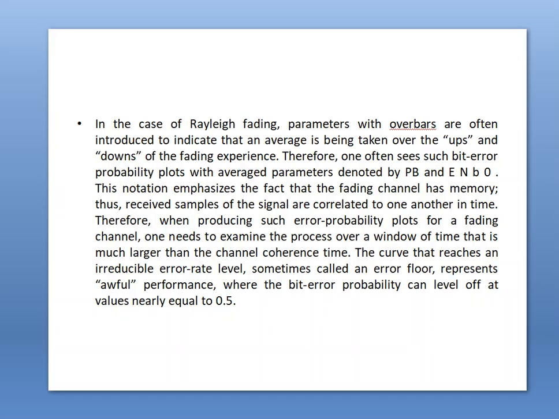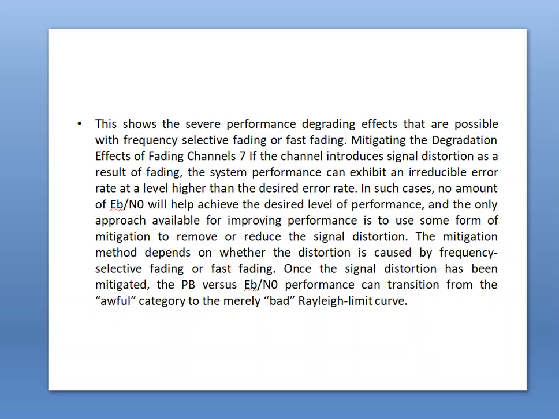Therefore, when producing such probability of error plots for a fading channel, one needs to examine the process over a window of time that is much larger than the channel coherence time. The curve that reaches an irreducible error rate level, sometimes called an error floor, represents awful performance, where bit error probability can level up to nearly 0.5. This shows the several performance degrading effects that are possible with frequency selective fading or fast fading.